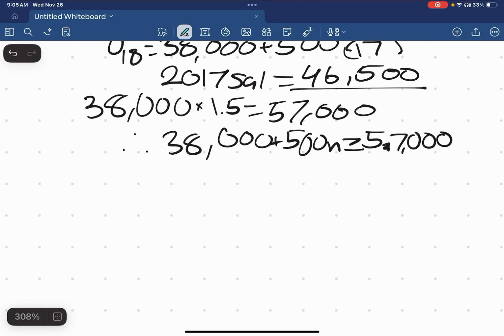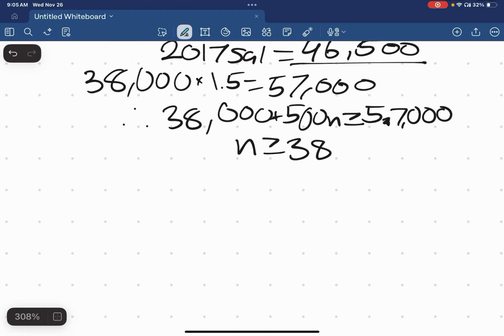Okay, subtracting 38,000 from both sides, and then dividing by 500, we get that n has to be less than or equal to 38. So that means the year is 2038. Whoops, yep, 2038. That's when he starts to make 50% more than what he started with.